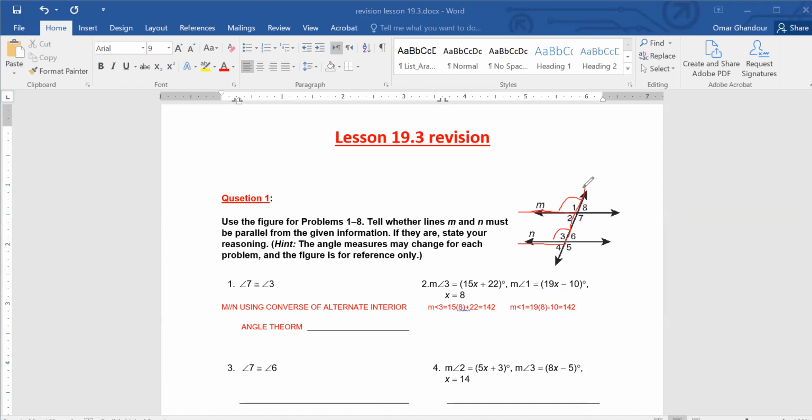So 1 and 3 together are corresponding angles. 1 and 3 are corresponding angles. And since they are equal, this is the converse of the corresponding angle theorem. Since 1 and 3 are equal, lines M and N are parallel. Very good. So this is what I'm going to write in here. Angle 3 is equal to angle 1.